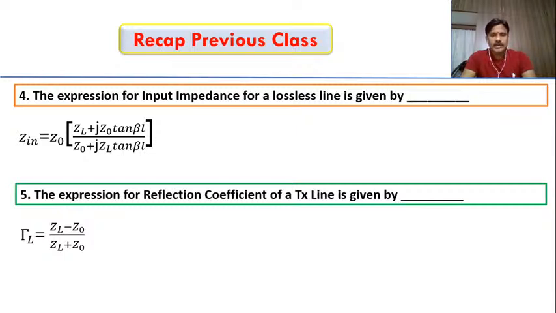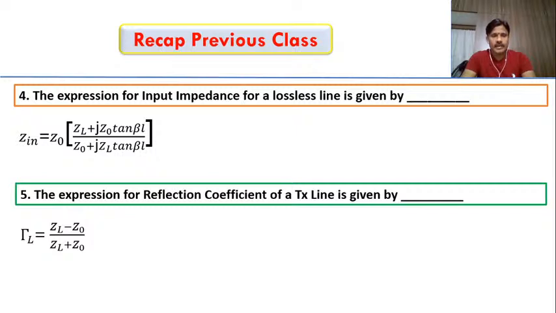Next, fifth one: the expression for reflection coefficient of a transmission line is given by, you know very well, direct. You have seen the same reflection coefficient in the case of unbounded media also. Here in the transmission line it is simply gamma L equals ZL minus Z0 by ZL plus Z0. Students, observe, the denominator has the larger value, ZL plus Z0, whereas the numerator has the minimum value. We subtract the characteristic impedance Z0 from ZL in the numerator, and we add the characteristic impedance Z0 to the load impedance ZL. So like that we have to remember.